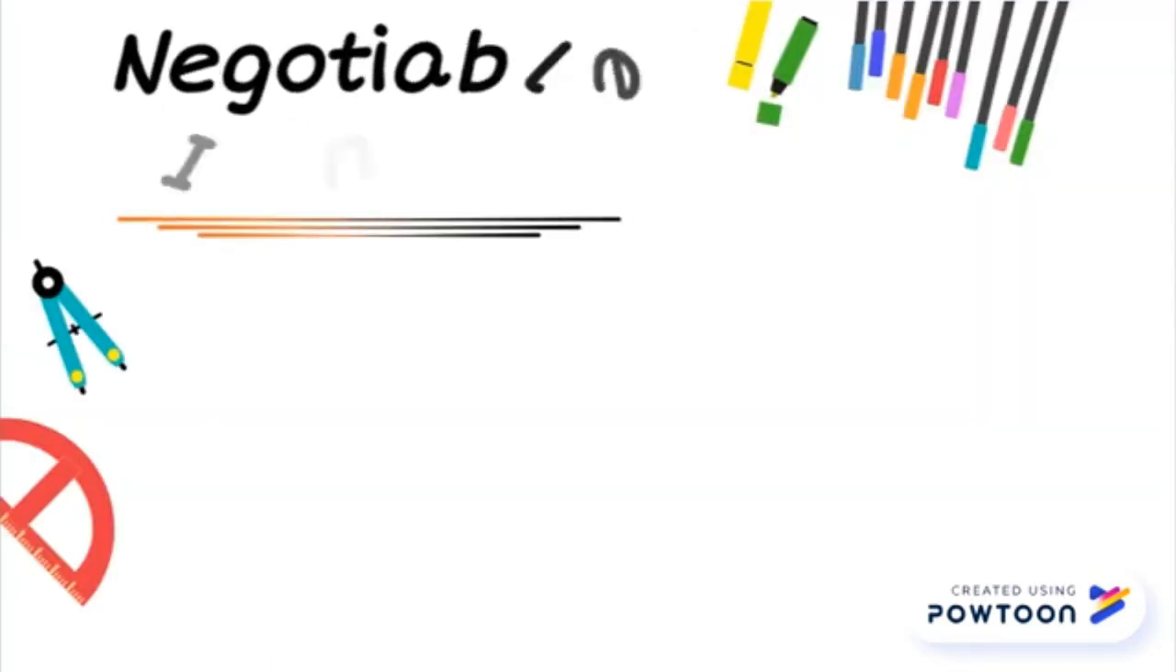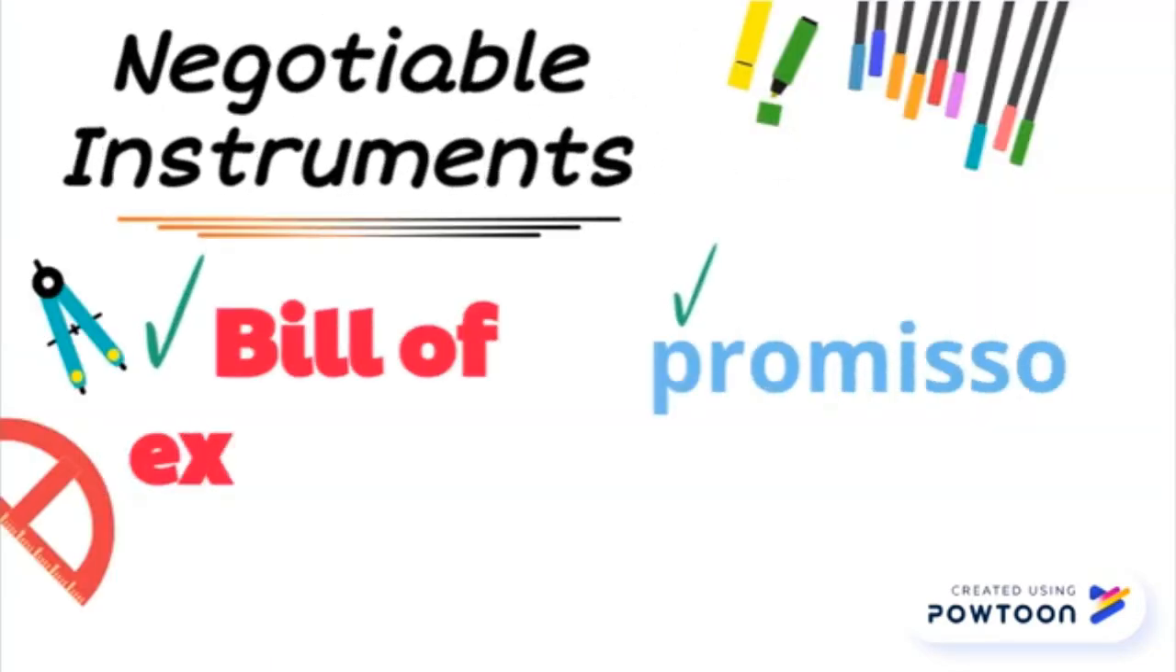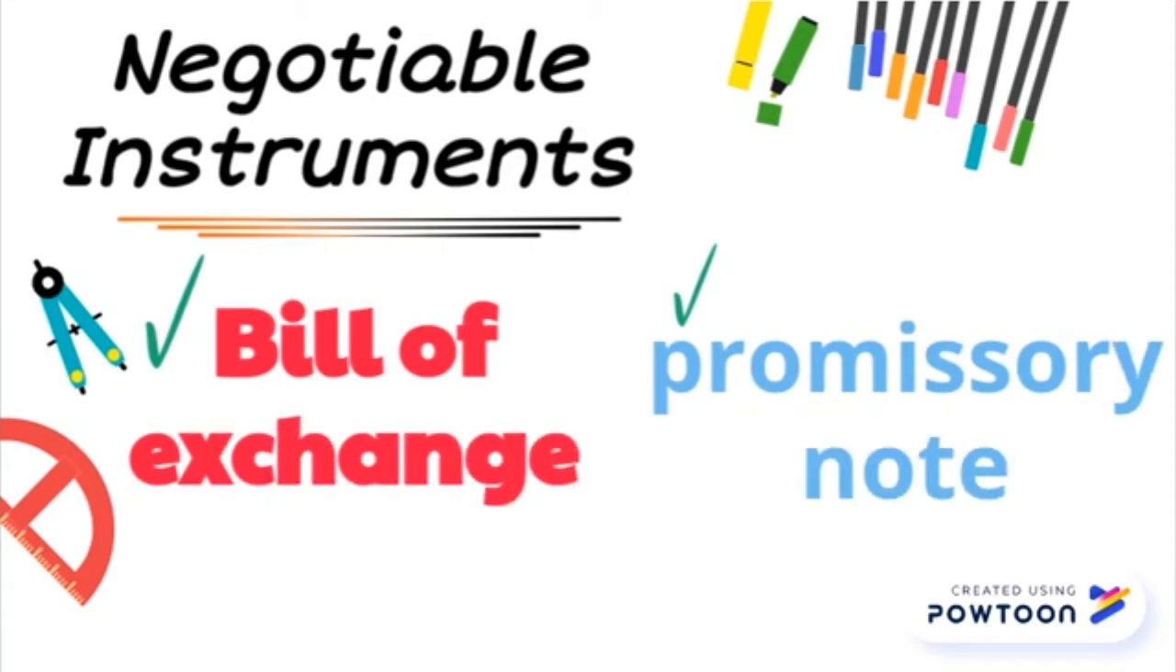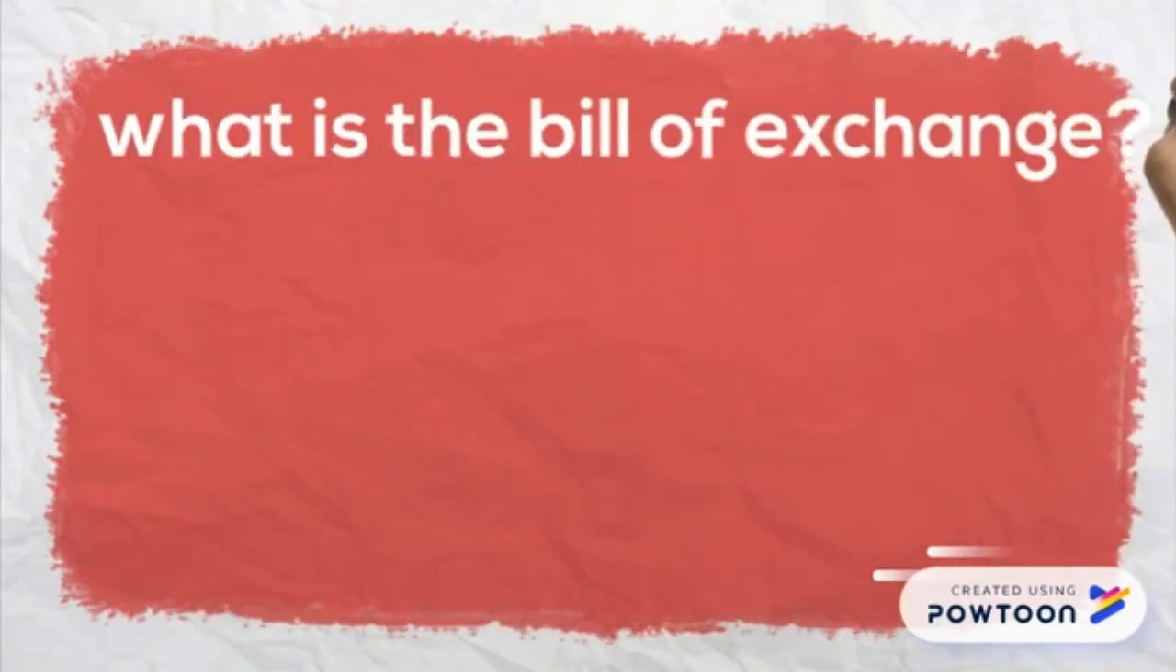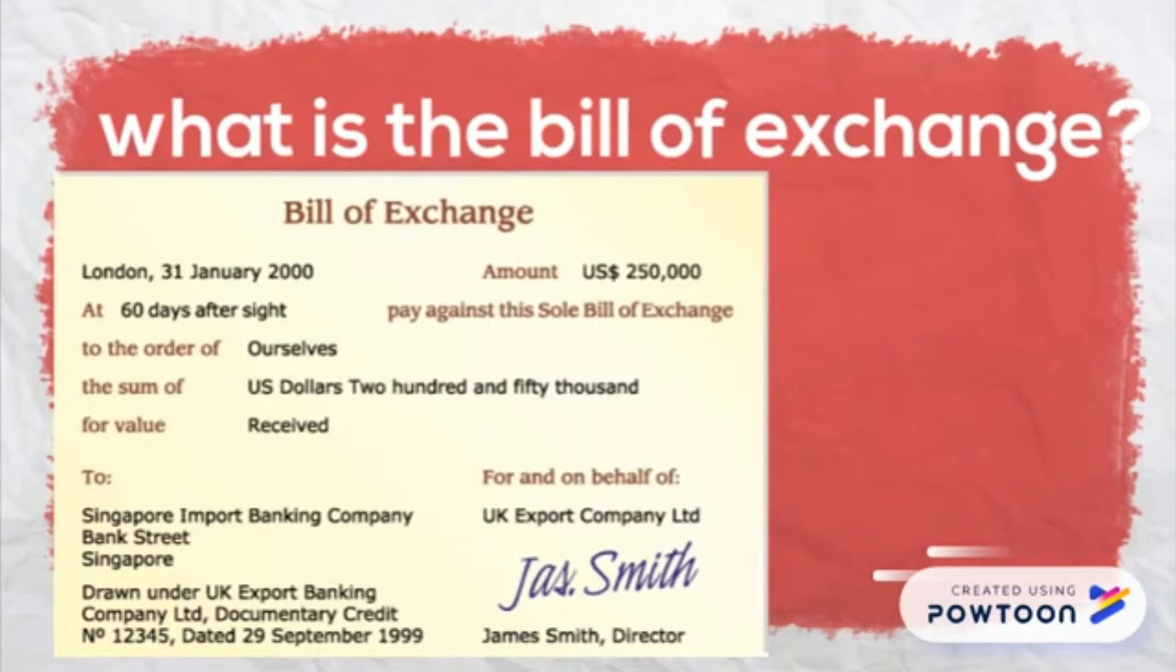In the modern business scenario, we have bills of exchange and promissory notes, which are used for the settlement of debts and are known as negotiable instruments. A bill of exchange is a method of payment used between businessmen which has certain advantages over other methods of payment. So, what is the bill of exchange? In this video, we will have a formal introduction to the bill of exchange.